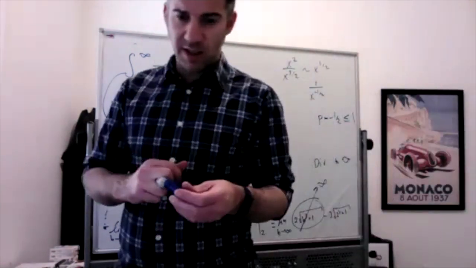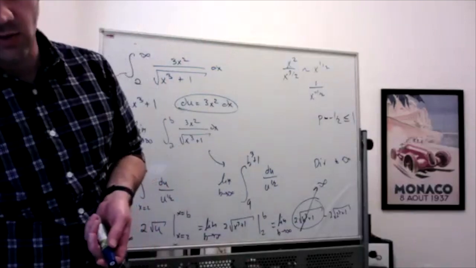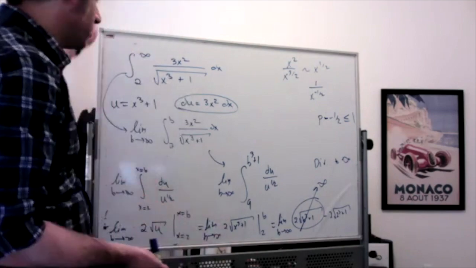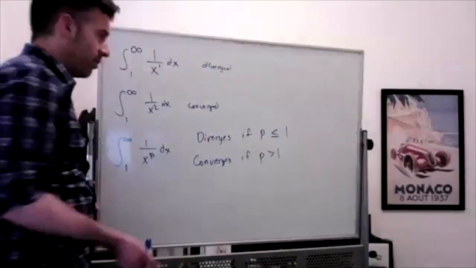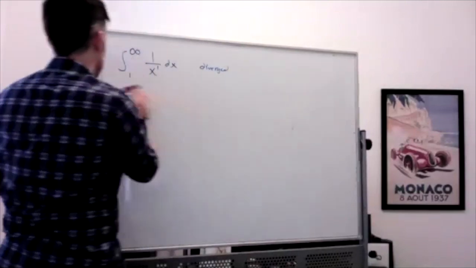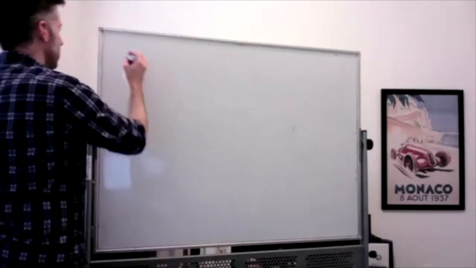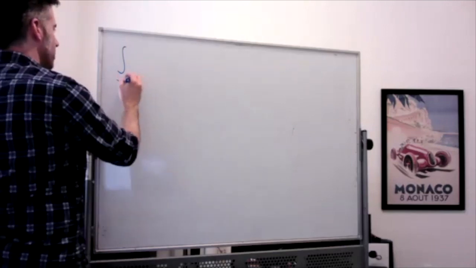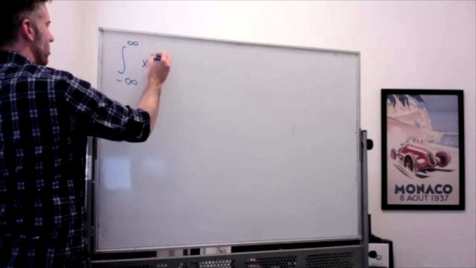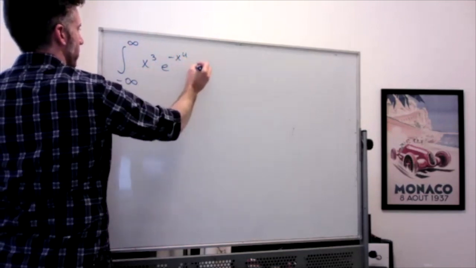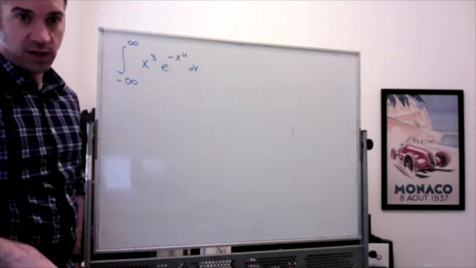U substitutions can be kind of tricky when it comes to improper integrals. Let's look at another example, and I'll show you what I recommend if you think you have a u sub. So let's look at, say, the integral from negative infinity to infinity of x cubed times e to the negative x to the 4th. Definitely going to be a u sub.